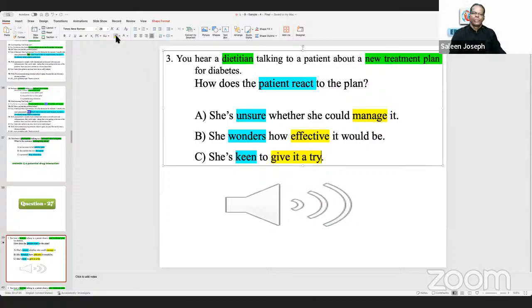So they are asking about what is the patient's reaction. Is she unsure whether she could manage it? Or does she wonder, will it be effective? Is she keen to give it a try? Now, come on, start. We'll do it now itself, start today itself. Come on, that's keenness. The other one is, I will not be able to manage because I have 3 kids and 7 colleagues and 3 husbands, and I'm not able to manage it. Okay? So that's the way, unsure. And she wonders how effective it will be.